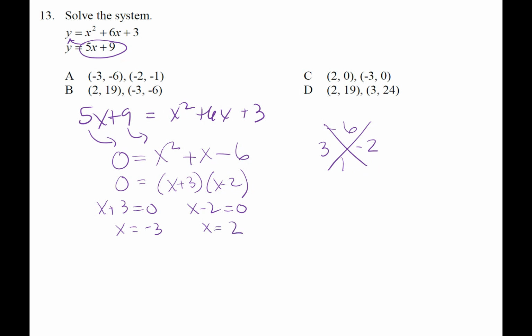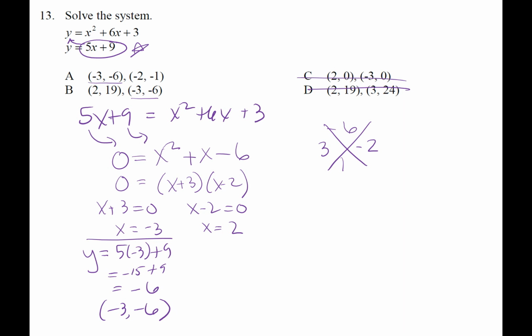But you notice that those are not my answer choices. I have to actually plug them back in to solve. It doesn't matter which one I go into. I'm going to go into this second one here. So I have that y equals 5 times -3 plus 9. Well, 5 times -3 is -15. Plus 9 is -6. So one of my points is -3, -6. So it looks like it could be either A right now or B. Looks like these two are out.